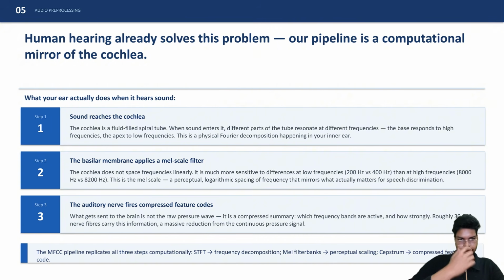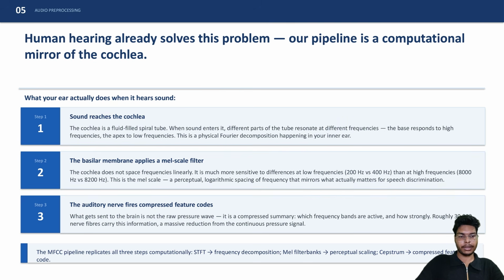Now here comes the best part: human hearing already solves this. The elegant part is that our ears already solve this, as the cochlea physically decomposes sound into frequency bands. That's a Fourier transformation happening in our skull directly. It spaces those frequencies logarithmically on a mel scale, more sensitive at low frequency where speech information is dense, and it sends a compressed summary to our brain, not just a raw pressure wave.